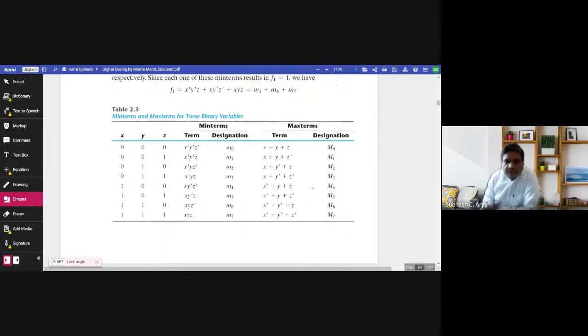Now coming to this example, where f1 is given as x bar y bar z plus x y bar z bar plus x y z. So we can also write it as m1 plus m2 plus m7. And this table tells about how to designate minterms and how to designate the corresponding maxterms.